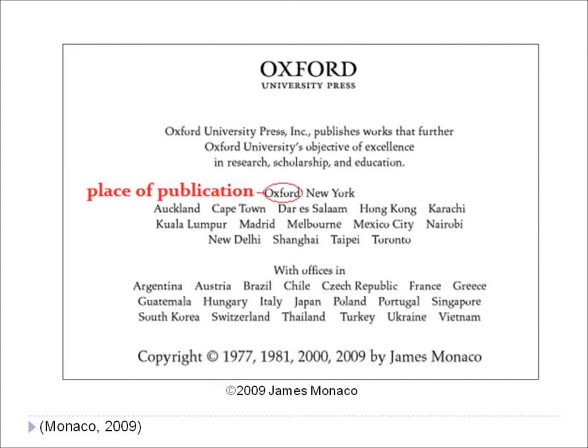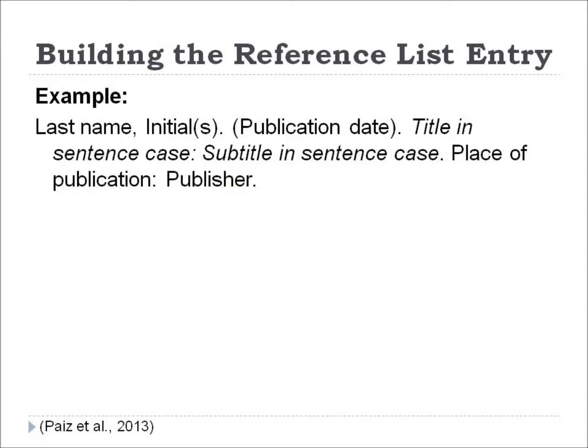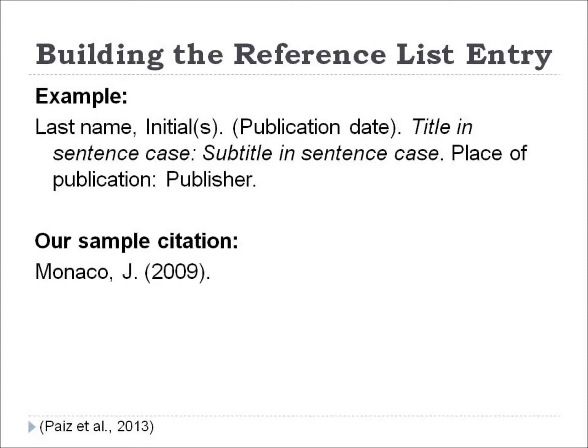Some information will be found on the copyright page, as shown here. From this, we can tell that the place of publication is Oxford. Now that we have all necessary information, we can begin building our reference list entry. Note from the example that we start with the author's last name, followed by his first initials. We then add the date of publication in parentheses.